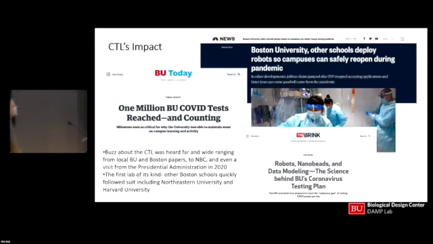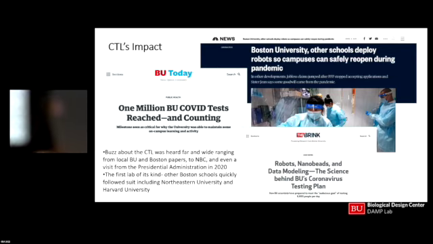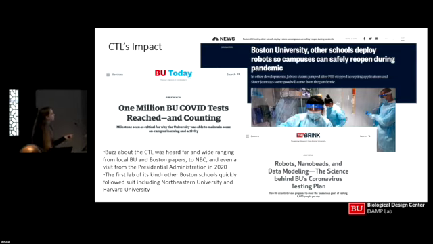And so this is just a little snapshot of the impact that the clinical testing lab had in Boston and the surrounding area. So there are many Boston University papers that published about the clinical testing lab, and NBC came and did a story, and also the presidential administration in 2020 did visit the clinical testing lab as part of their effort to do more investigation into how best to implement systems throughout the government as well. Because there had been a few schools that had built these labs and they wanted to go and see a small subset of them, and we were one of them.